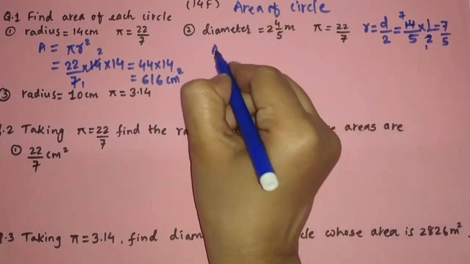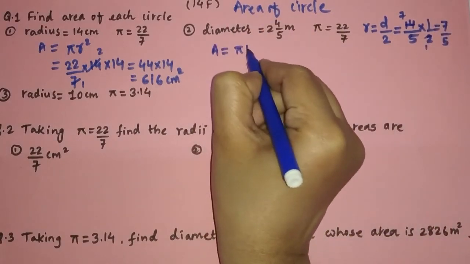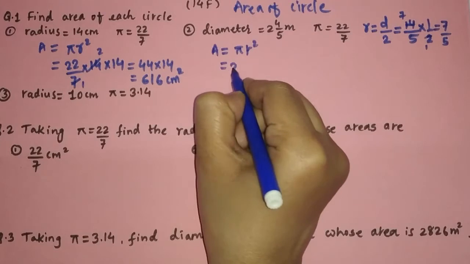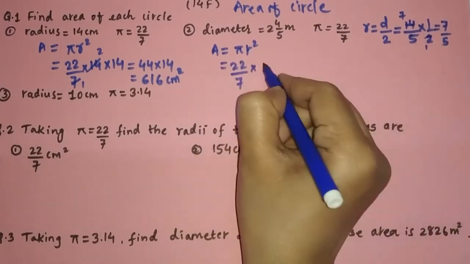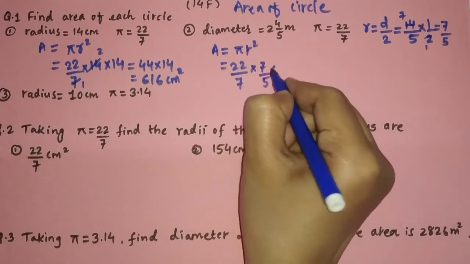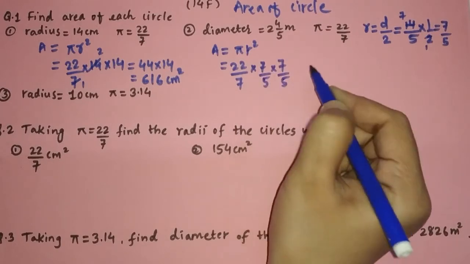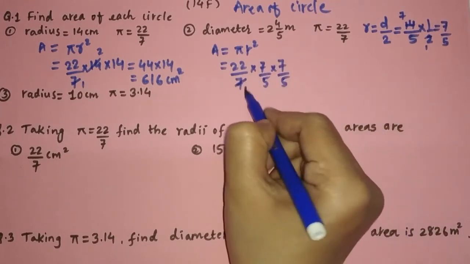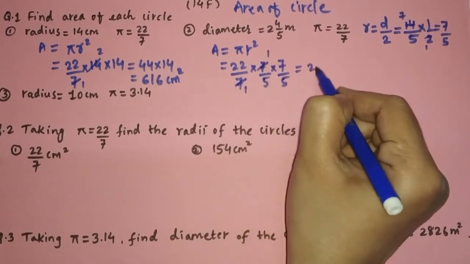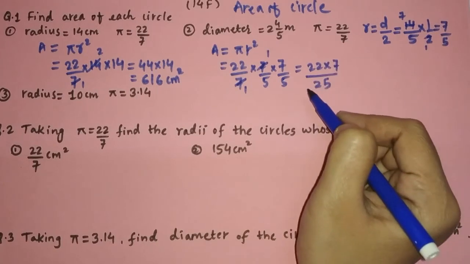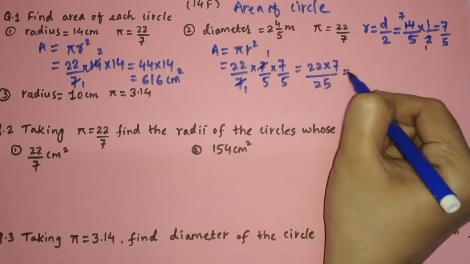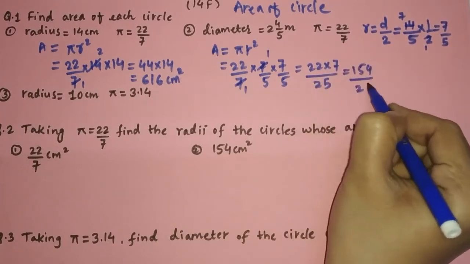So now we'll write down area is equal to pi r square. Pi is again 22 upon 7 and r square is 7 by 5. I will take it twice because its square is there. So now here 7 will cut and here 22 into 7 divided by 5 into 5, that is 25. So we'll get 154 divided by 25.